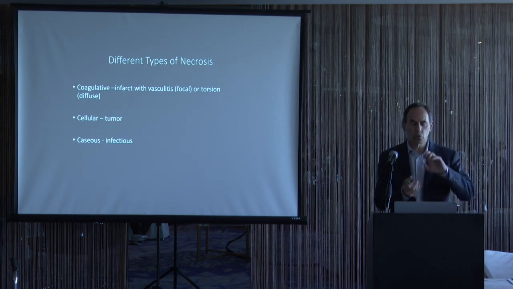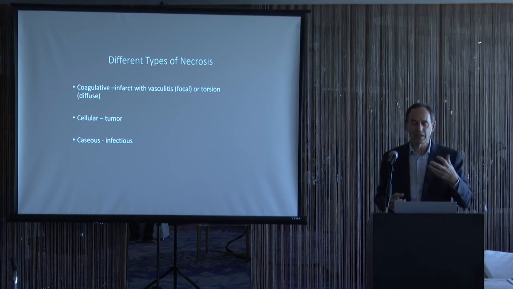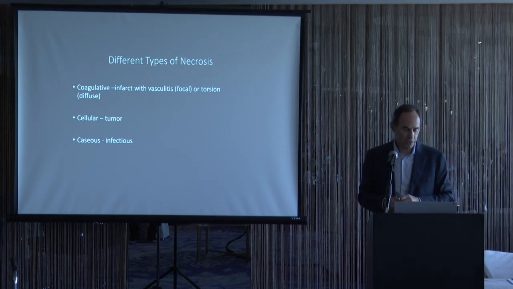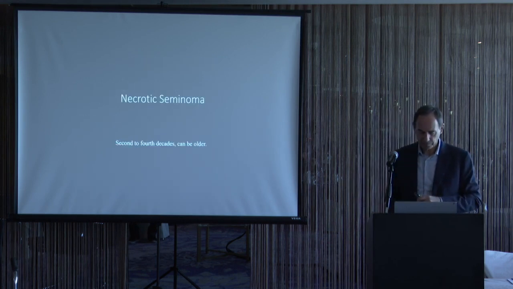With torsion, you twist the cord, you compress the veins. The entire testis is by definition necrotic. If you see cellular necrosis, that's tumor necrosis. And then caseous necrosis would be, for example, tuberculosis.